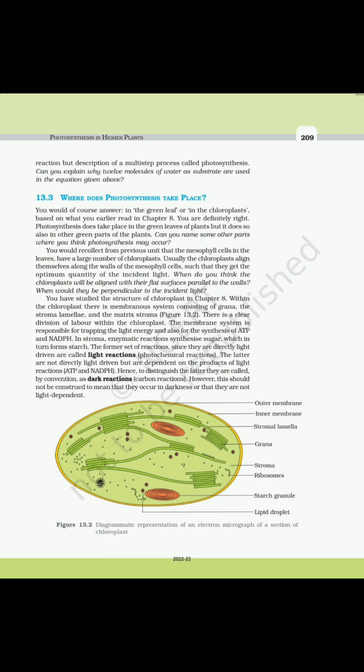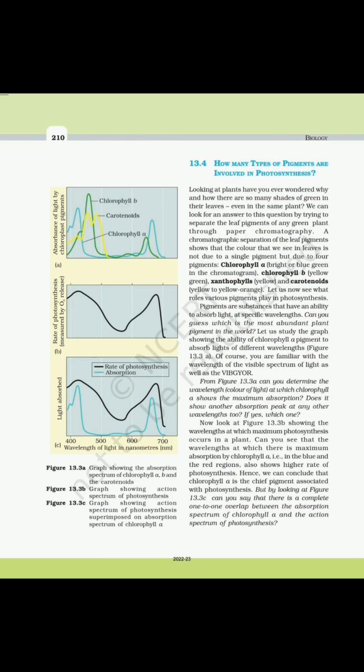Figure 13.2 Diagrammatic representation of an electron micrograph of a section of chloroplast. 13.4 How many pigments are involved in photosynthesis?